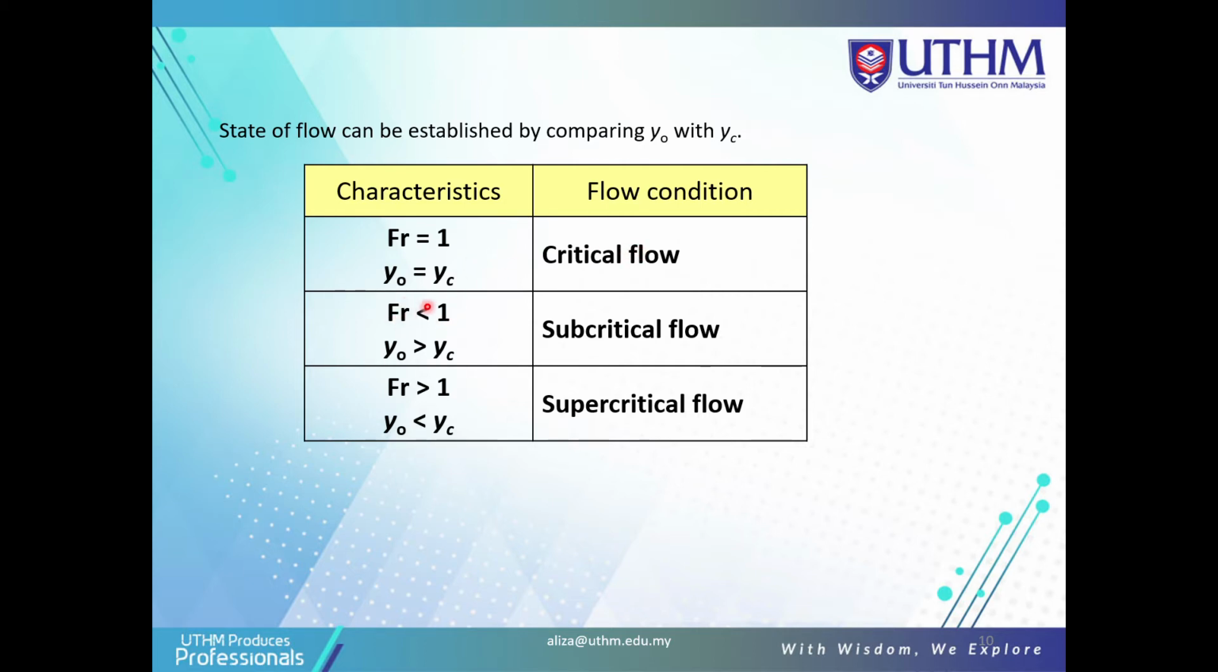When the Froude number is less than 1 and y naught is more than yc, this is called subcritical flow. When the Froude number is more than 1 and y naught is less than yc, it is called supercritical flow.